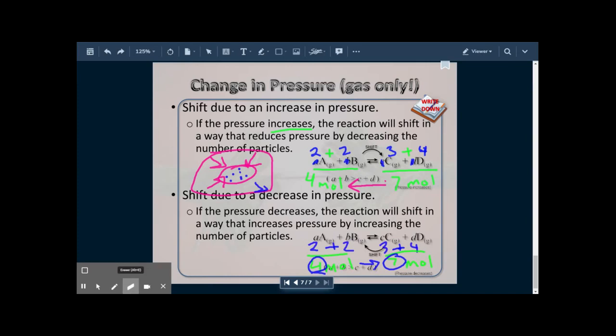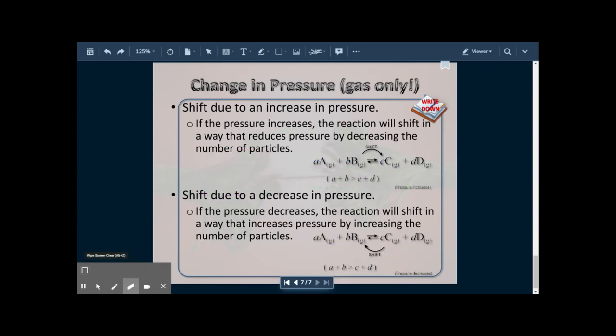So if we were to take all these away, they're saying here, it's a little bit confusing the way they wrote it, but if A and B add up to a greater number than C and D, let's say this was 7 and this was 4, these two, A and B, are going to add up to 7, and these are going to add up to 4, you're going to see a shift going in this direction. So it's just the opposite of the way I did it.